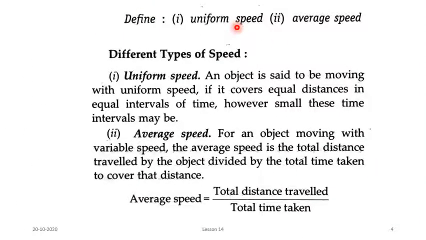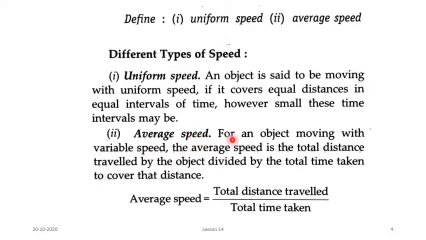So define uniform speed and average speed. Uniform speed. An object is said to be moving with uniform speed if it covers equal distance in equal intervals of time, however small these time intervals may be. So uniform speed means whenever your object covers equal distances in equal intervals of time, then we call that speed as uniform speed.